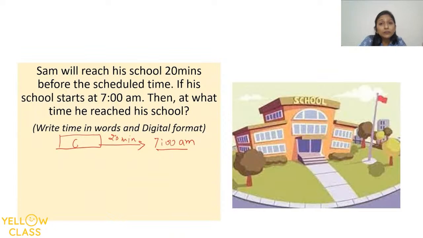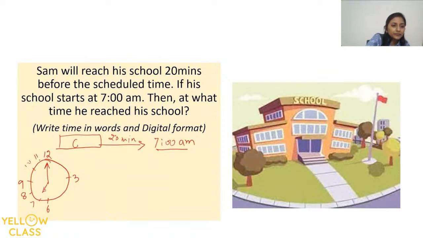Okay, so we have to find out what will be the time 20 minutes before 7 o'clock. So if we try to represent it in the clock format, this is 7 o'clock, but he reached 20 minutes before. So if we go 20 minutes back, what will it be? 5, 10, 15, 20. Yes. So we have to subtract 20. So it will be 6:40. See, it will be at 6:40, right?